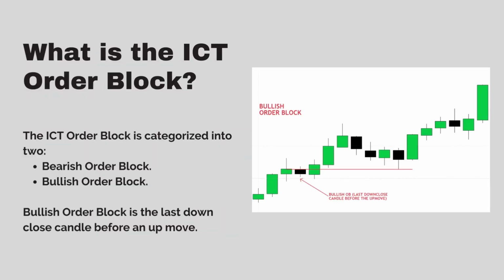The bullish order block is the last down close candle before an up move. In this example, you see the last down close candle that the market created before the market drove higher, and you see it actually coming back to retest it. So that is essentially the order block.